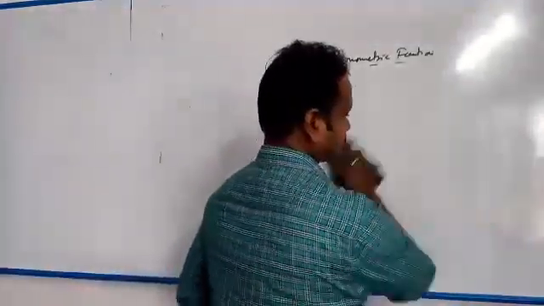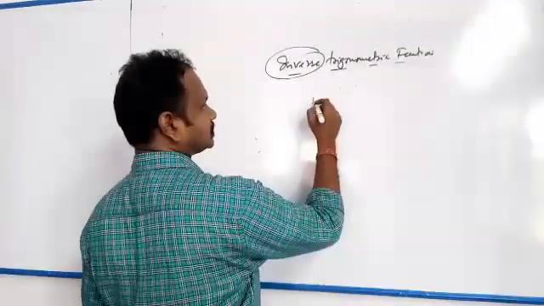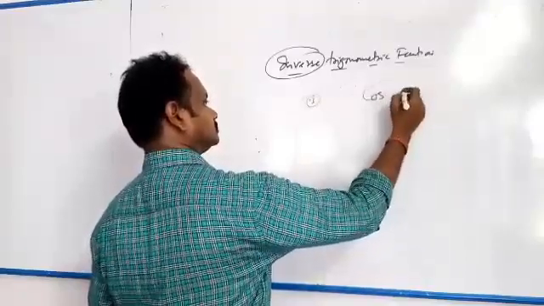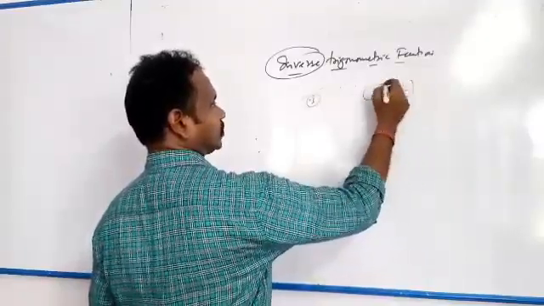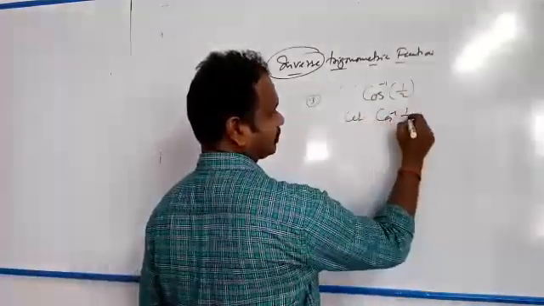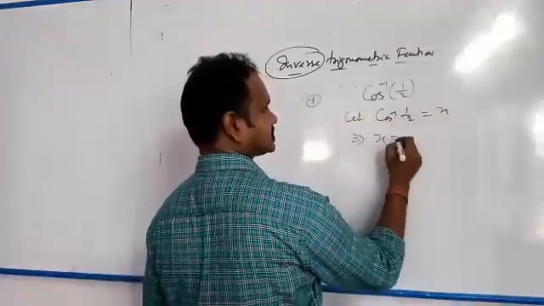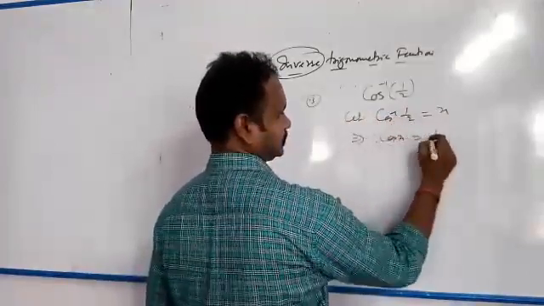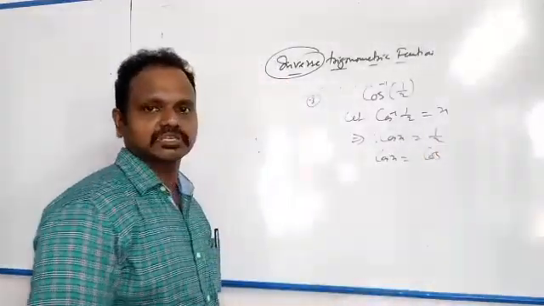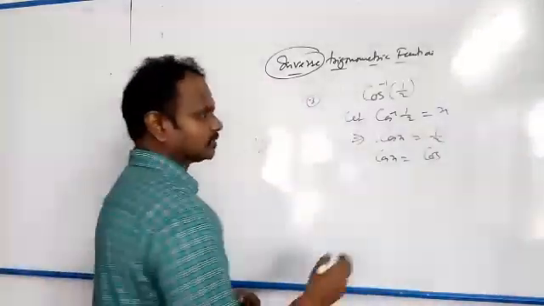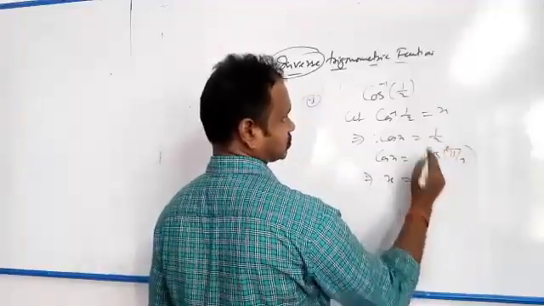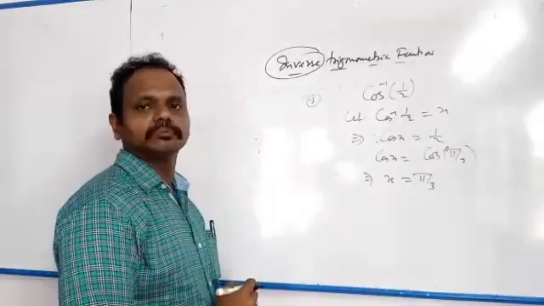Next, suppose you need to find the value of cos inverse 1 by 2. What is the value of cos inverse 1 by 2? So we let cos inverse 1 by 2 be equal to x, which implies cos x is equal to 1 by 2. And what is the value of 1 by 2 for cos? Cos 60 degrees is equal to 1 by 2, that is cos pi by 3. So which implies x is equal to pi by 3. So the value of cos inverse 1 by 2 is equal to pi by 3.